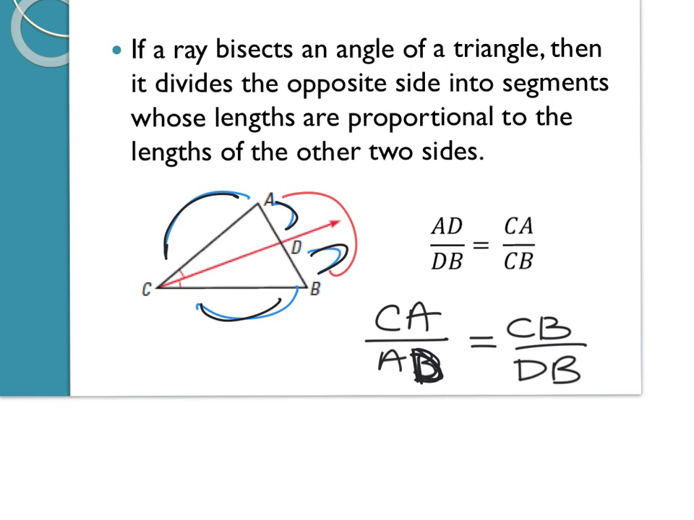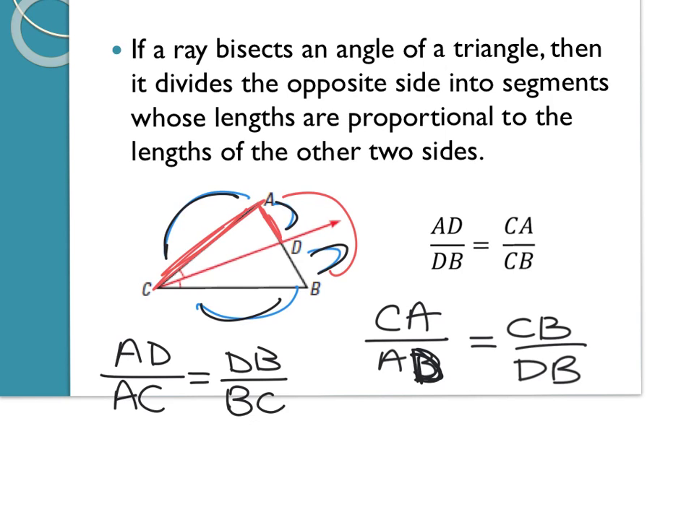So if I wrote AD over AC, what should the other side be? Good. So I did the top part of this bisected side over the top part of the triangle, which would equal the bottom part of the bisected side over the bottom part of the triangle.